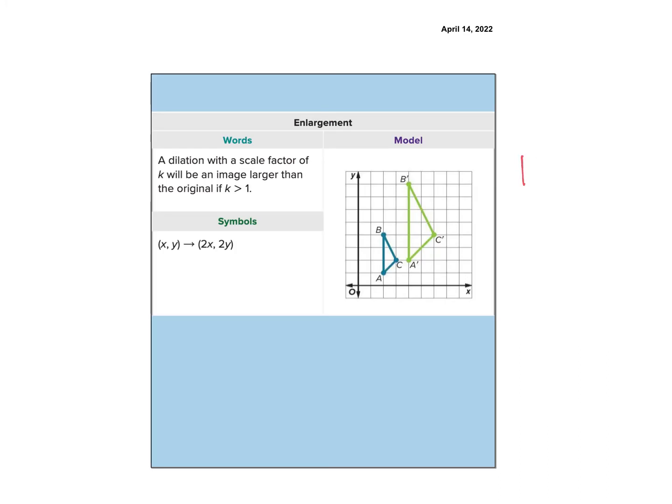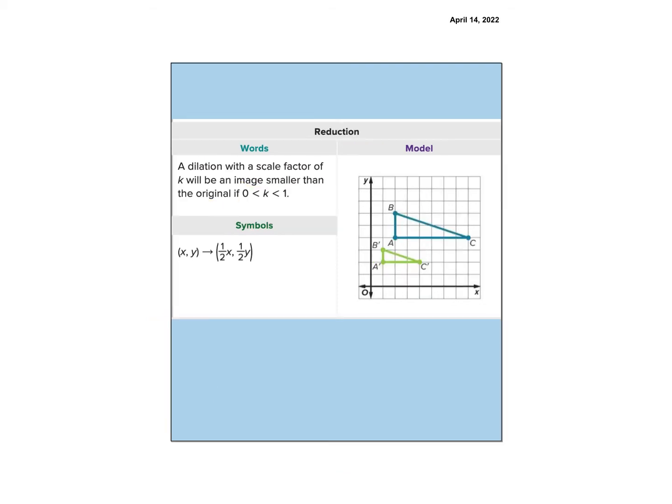If you look on page 467, basically these are just notes for you that you can refer back to. Enlargement, remember, happens if you have a K value or a scale factor bigger than 1. So here would be a couple examples. 3 would be a scale factor bigger than 1. 5/4, because 5/4 is over 1. Those are all numbers greater than 1.